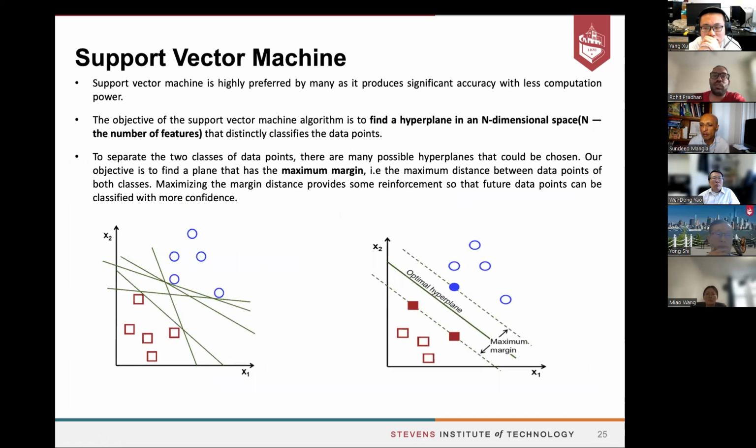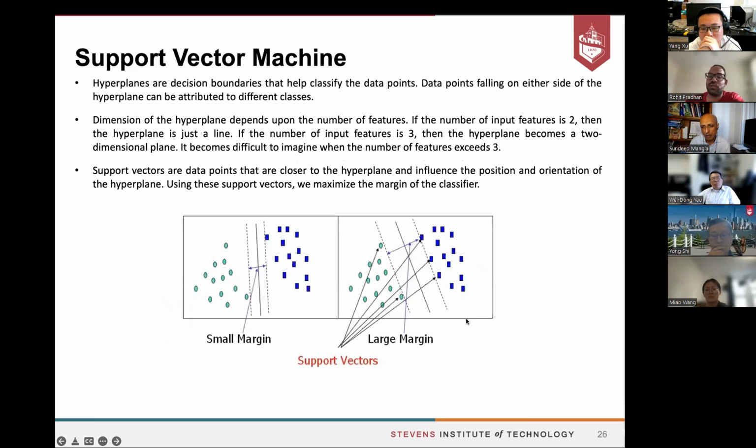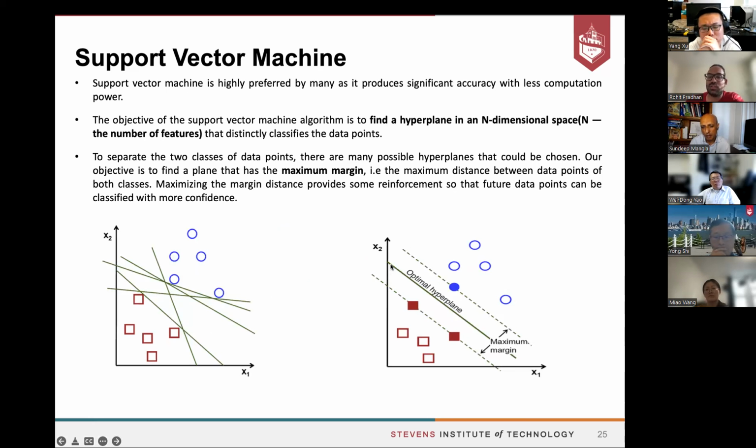So the next algorithm is support vector machines. Support vector machines is also another classification algorithm where we find a hyperplane. Again, the hyperplane is in n-dimensional space, where n is the number of features we have. If we have just 2 features, then our hyperplane will be a line, as we can see here in this graph. So in 2 dimensions, our hyperplane will be a line.